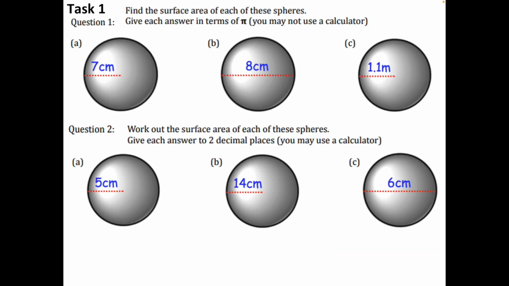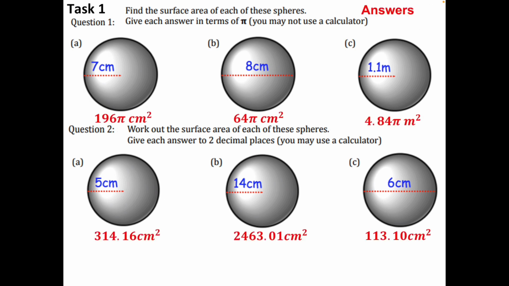Okay, can you please pause the video here and have a go at these questions? Question 1, you're giving it in terms of pi, which is what we've just done. Question 2, it wants it to 2 decimal places. That means that once you've done as far as we have just done in the 2 examples, you'll then pick up your calculator and type it in to get an answer. Please come back in a moment to check your answers. Please mark your answers.